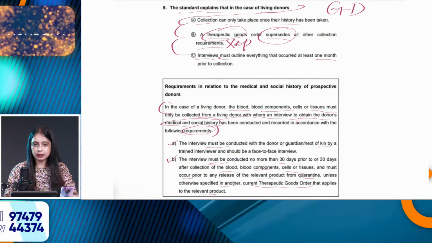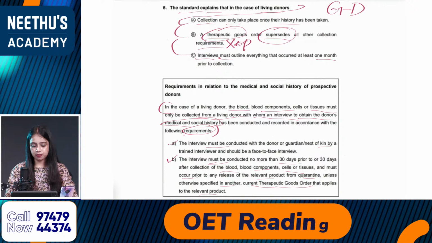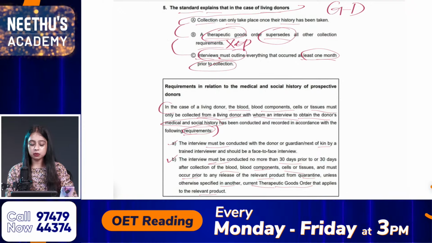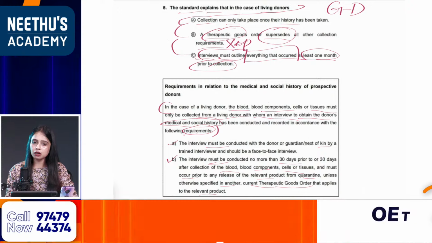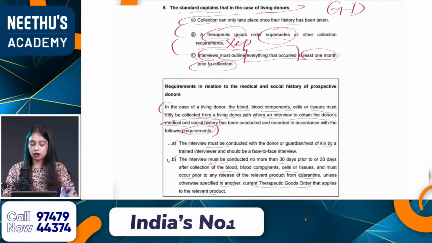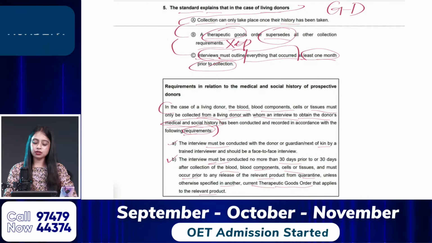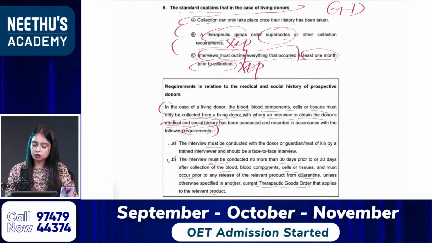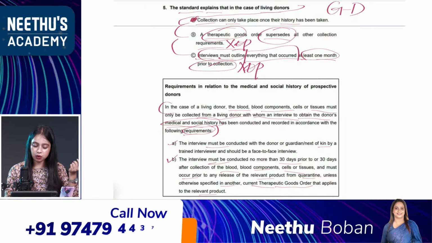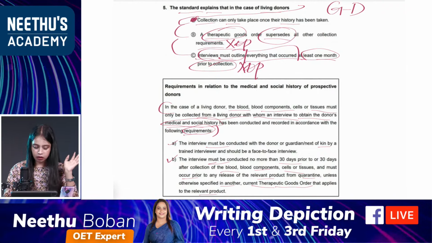And what about option C? Interviews must outline everything that occurred at least 1 month prior to collection. Interviews must outline, it is correct. At least 1 month prior to collection, it is correct. But what about everything that has occurred? No. Everything that has occurred is not mentioned anywhere. They should know about medical and social history, not everything that has occurred. So you can eliminate option C. Again, it is a contradictory or opposite option. So whether you like it or not, my answer is option A. Collection can only take place once their history has been taken. That is the correct answer. Clear? Any doubts?